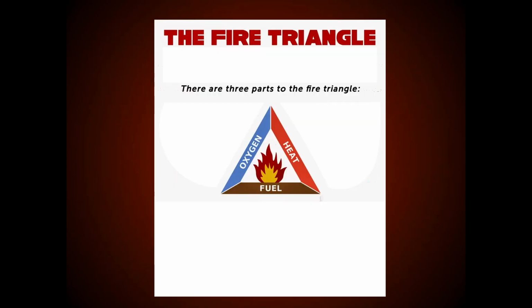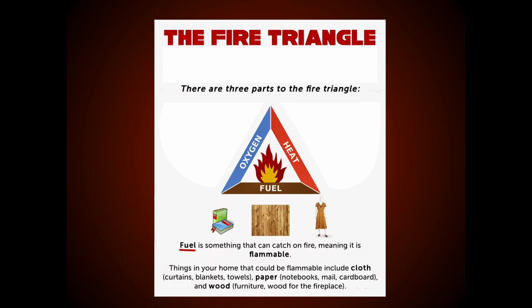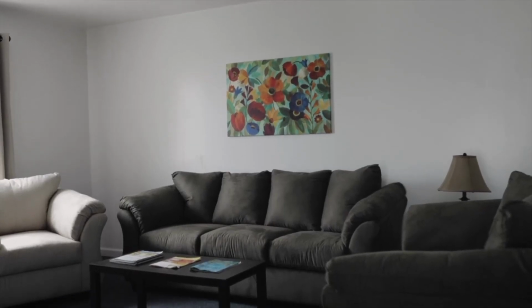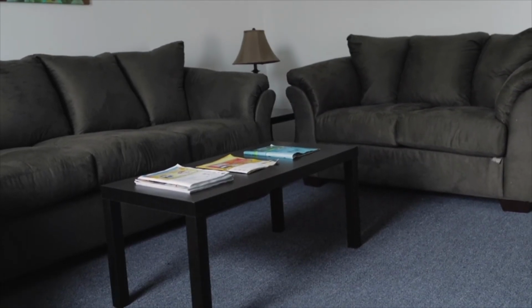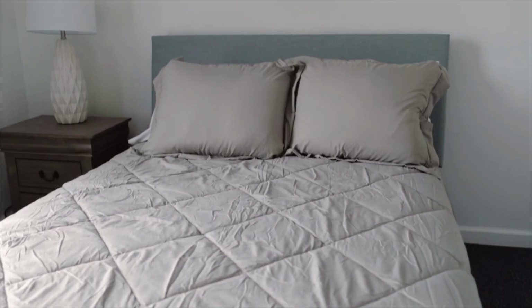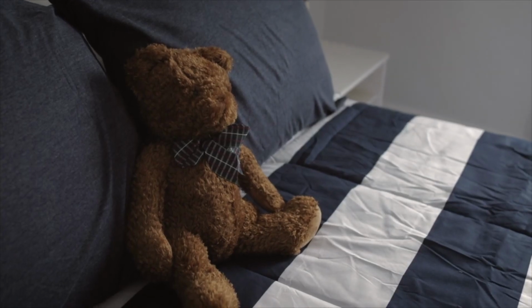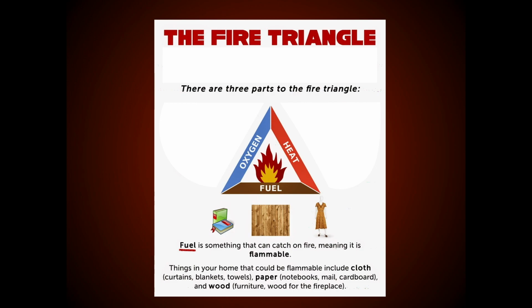So to understand how fires start and continue to grow and continue to burn, we need to understand the fire triangle. The fire triangle has 3 parts, the first of which is fuel. Fuel is anything around us that can catch on fire. It could be the furniture in your classroom or at home in your house, your tables, your chairs, couch, bed, anything like that. It can be your clothes. It can be toys. It can be your electronics like your TVs, video games, and cell phones. Anything that can catch on fire and continue to burn is considered fuel.